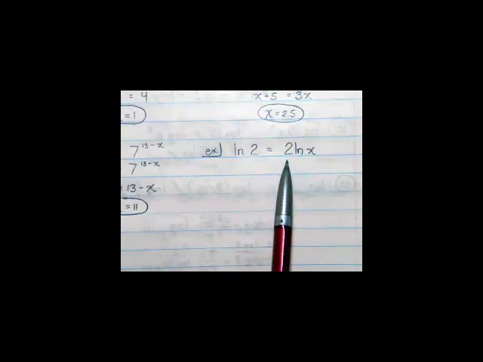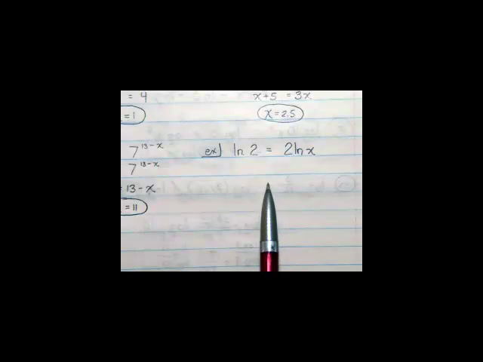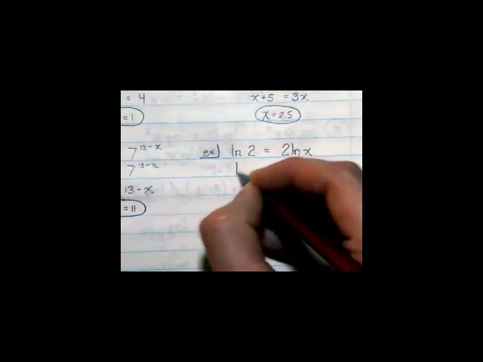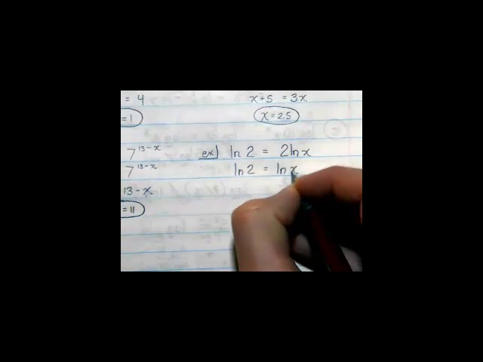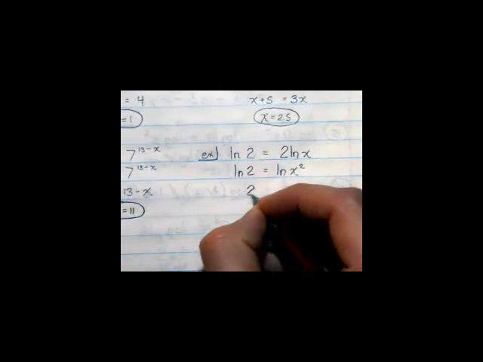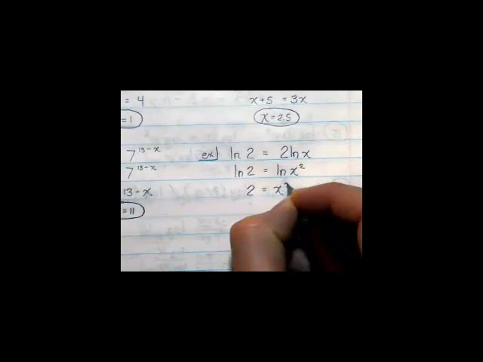Remember that? If you have a number in front of a log, you can bring it up and make it part of the exponent on the inside. So what we end up with is natural log of x squared. So sometimes you might need to do that to get around it. Now, cancel, right? Get rid of the natural logs, and 2 equals x squared.